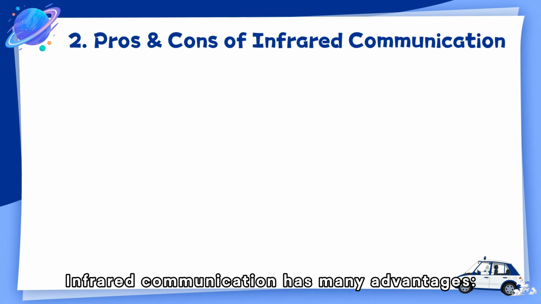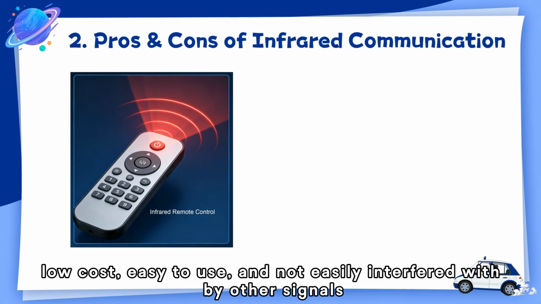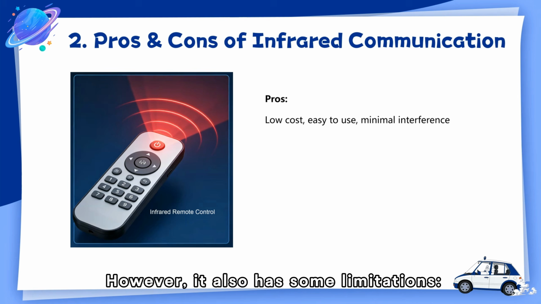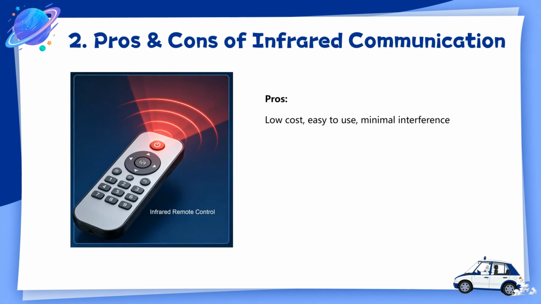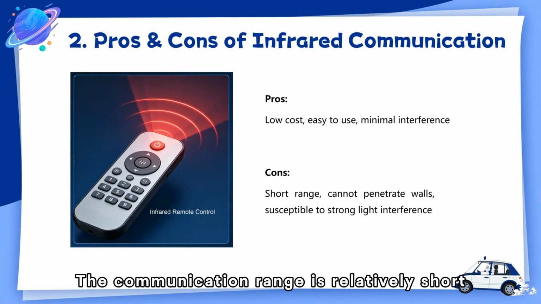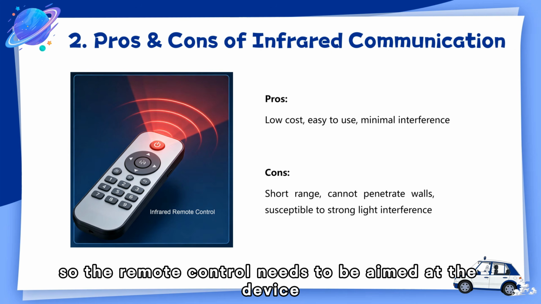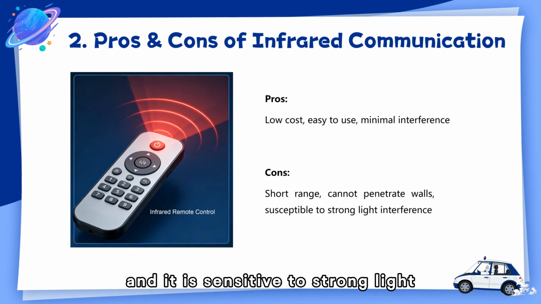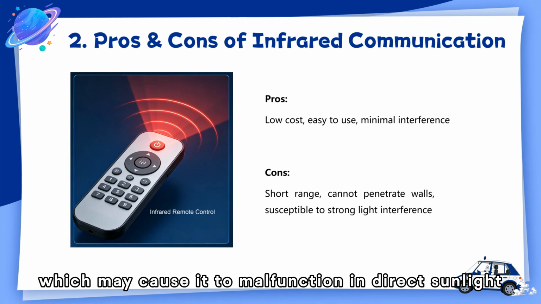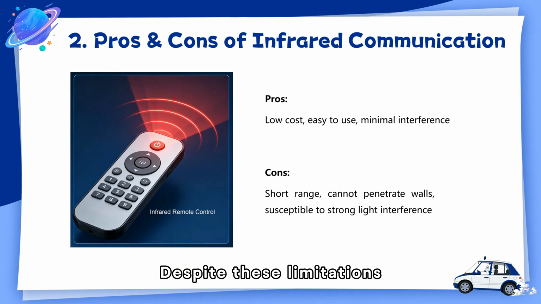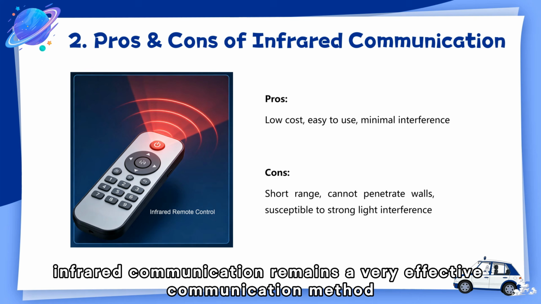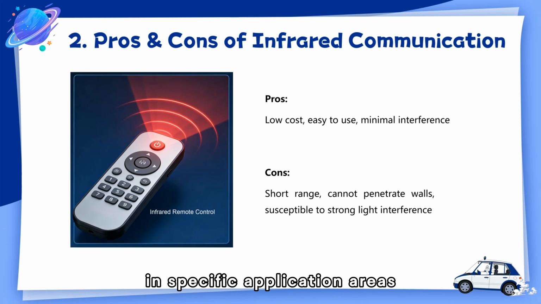Infrared communication has many advantages: low cost, easy to use, and not easily interfered with by other signals. However, it also has some limitations. The communication range is relatively short, typically just a few meters. It cannot pass through walls, so the remote control needs to be aimed at the device. And it is sensitive to strong light, which may cause it to malfunction in direct sunlight. Despite these limitations, infrared communication remains a very effective communication method in specific application areas.